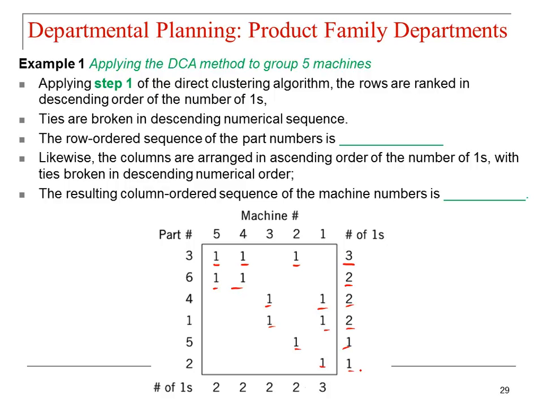The rows are ranked in descending order of the number of ones. That's why you see row number 3 is now the first row, because that one has 3 ones. Row number 6 has 2, 4 has 2, and 1 has 2. So we have a tie between these 3 part types, and we break the tie by the highest number for the part: 6, 4, and 1. And then 5 and 2. So that's the first step. We sort them in descending order, and ties are broken in descending numerical sequence. The row order sequence, the part numbers, is 3, 6, 4, 1, 5, 2.